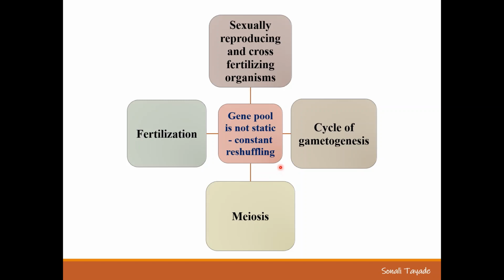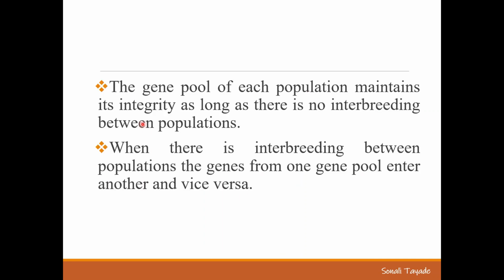There is a constant reshuffling of thousands of alleles of a gene pool, which takes place due to sexually reproducing and cross-fertilizing organisms, through the cycle of gametogenesis, meiosis, and fertilization. This reshuffling of the genes is called genetic recombination. The gene pool of each population maintains its integrity as long as there is no interbreeding between populations. But due to interbreeding, the genes from one gene pool enter into another and vice versa.